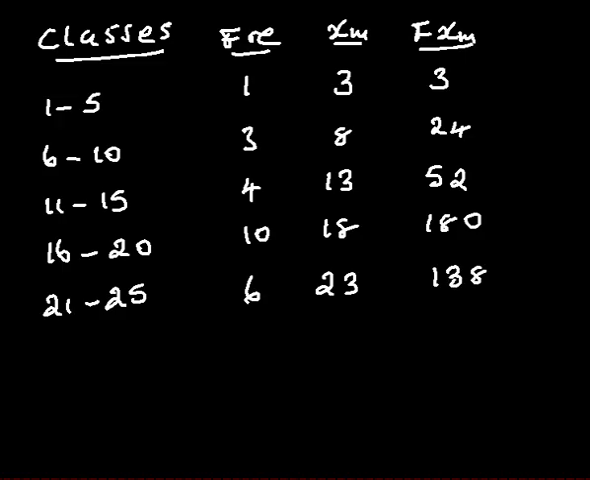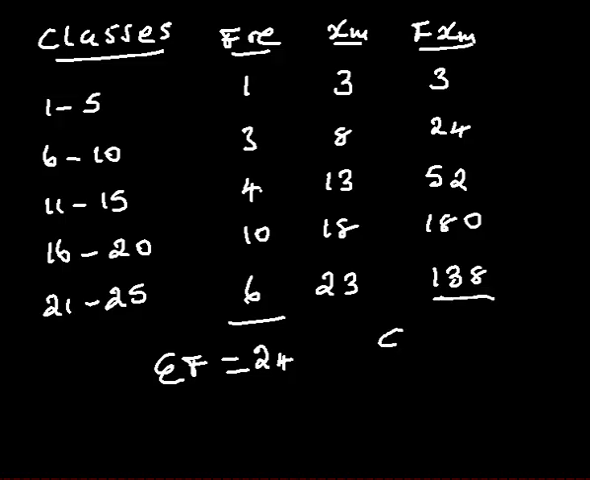So like that. Then we have the summation of this column, that is the n, the summation of the frequency column. It is the same as the n. So we have 1 plus 3, that is 4, and 4 plus 4, that is 8, and 8 plus 10, that is 18, and 18 plus 6, that is 24.